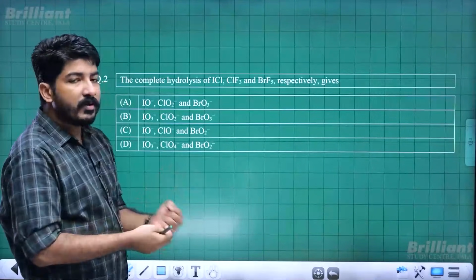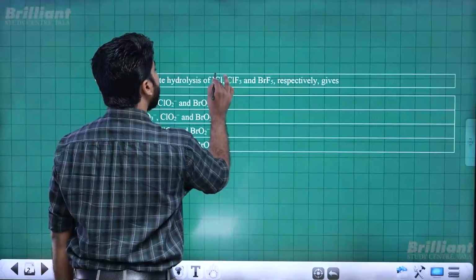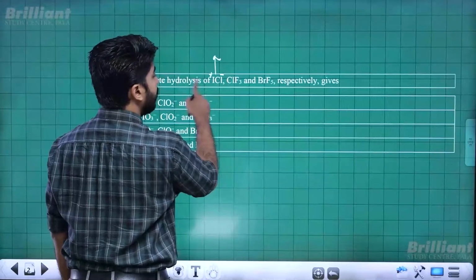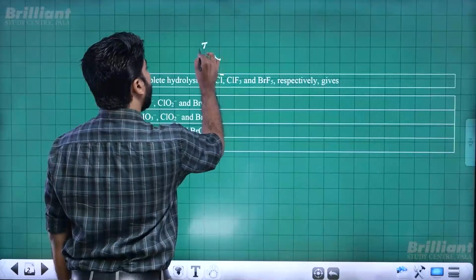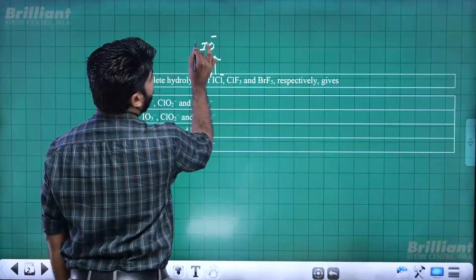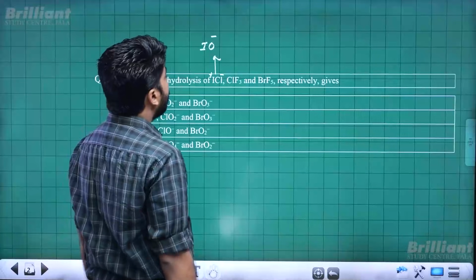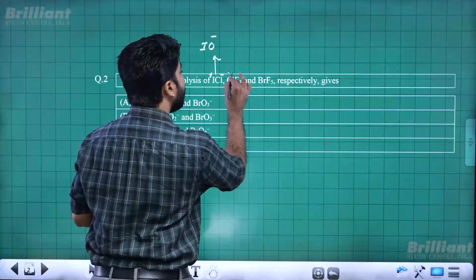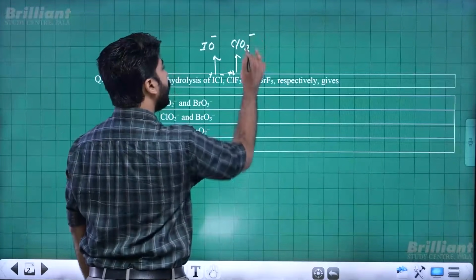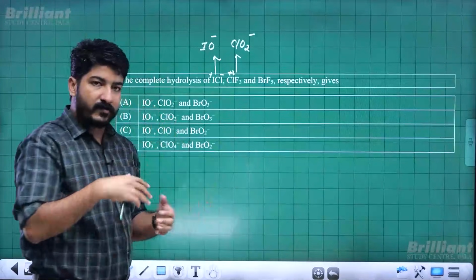Thing is that oxidation number is not changing for the halogens present in the compound. So if ICl is undergoing hydrolysis, you know central iodine is in +1 state and Cl is in -1 state. So I changes to IO-, in which again iodine is having +1 oxidation state, and Cl- changes to HCl. Same way ClF3, you know chlorine is in +3 state and that changes to ClO2-, in which chlorine is in +3 state, and the fluorines change to HF.